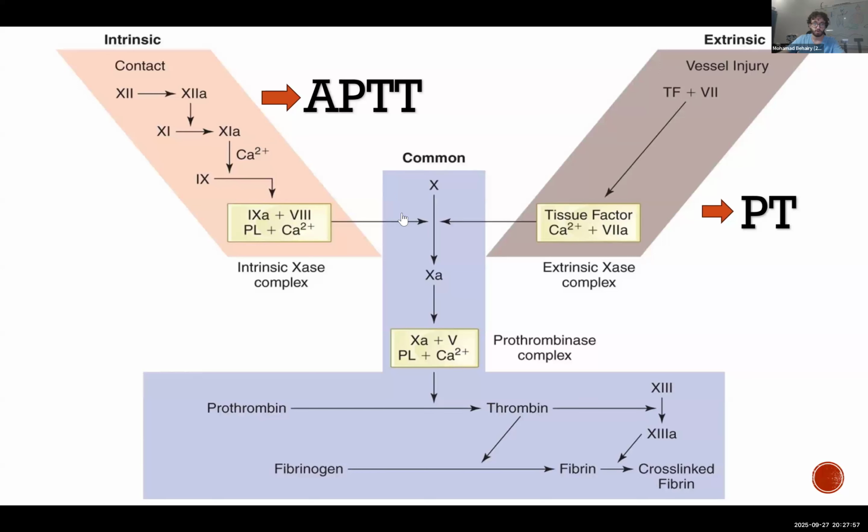If someone has an abnormal PT, it means we have a problem with the tissue factor or factor 7. If APTT is abnormal, it means we have a problem with factors 12, 11, 9, and 8. Okay?